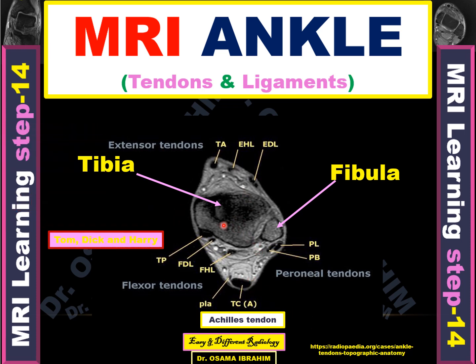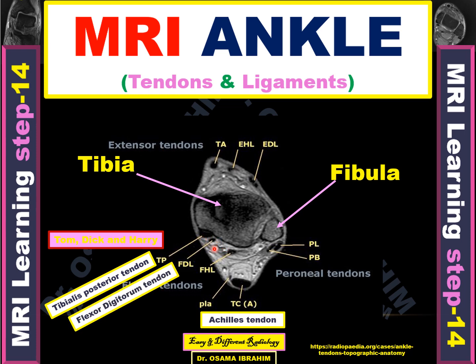And now, go to the medial compartment, the side of the tibia, and there are three tendons here, appearing black. They are arranged according to Tom, Dick, and Harry: tibialis posterior tendon, flexor digitorum tendon, and flexor hallucis longus tendon. This compartment represents the flexor tendons.